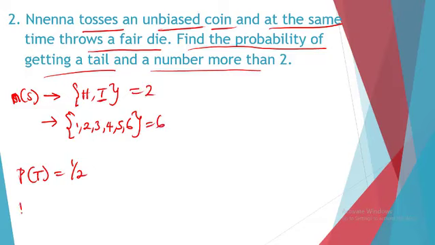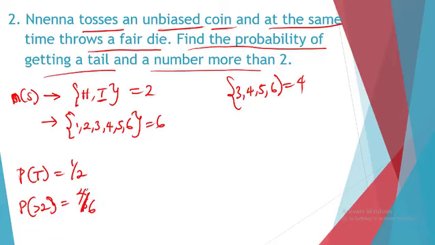Since this is 2 and this is 6, tail appeared just once, so it's 1 over what? 2. And then the probability of obtaining a number greater than 2 is equal to, how many numbers are greater than 2? We have 3, 4, 5, and 6. Okay, so we have 4 over 6, and 2 here will give us 2, 2 here will give us 3.